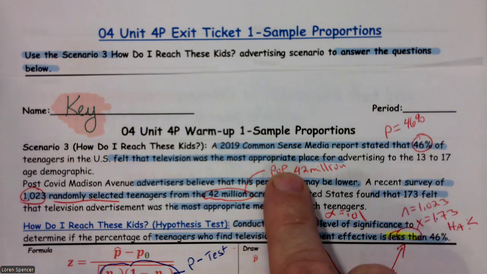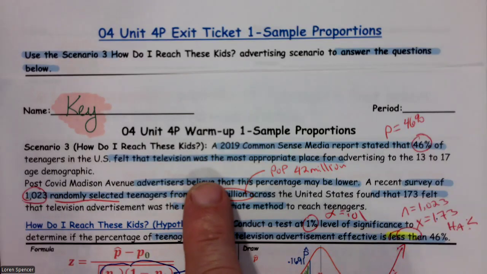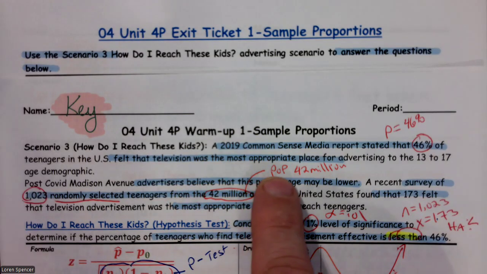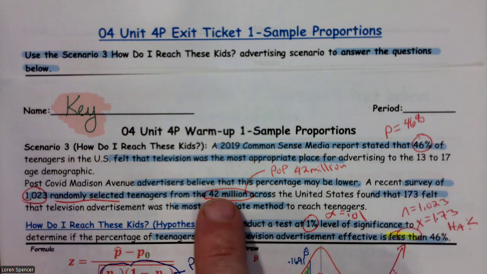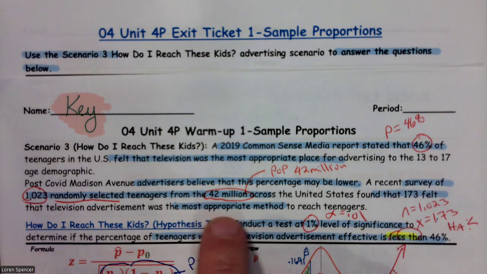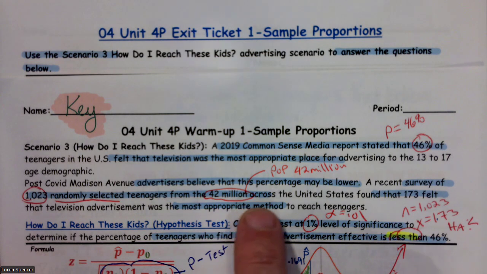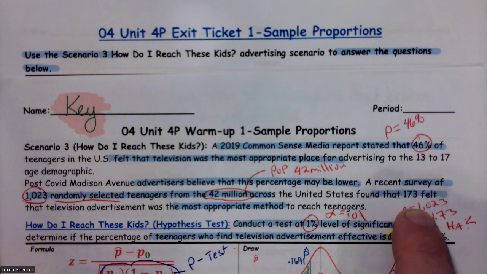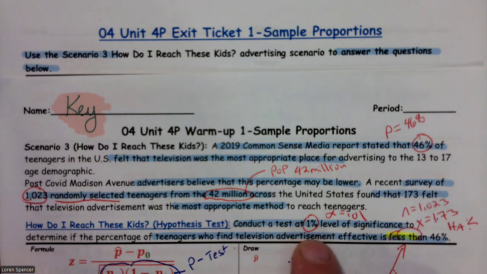So in our scenario, a Common Sense Media report stated that 46% of the teenagers in the US felt that the television was the most appropriate place for advertising. Post COVID, advertisers believe that this percentage may be lower. The survey of 1,023 teenagers from 42 million across the U.S. found that 173 felt that TV was the most appropriate. Test at the 1% level.